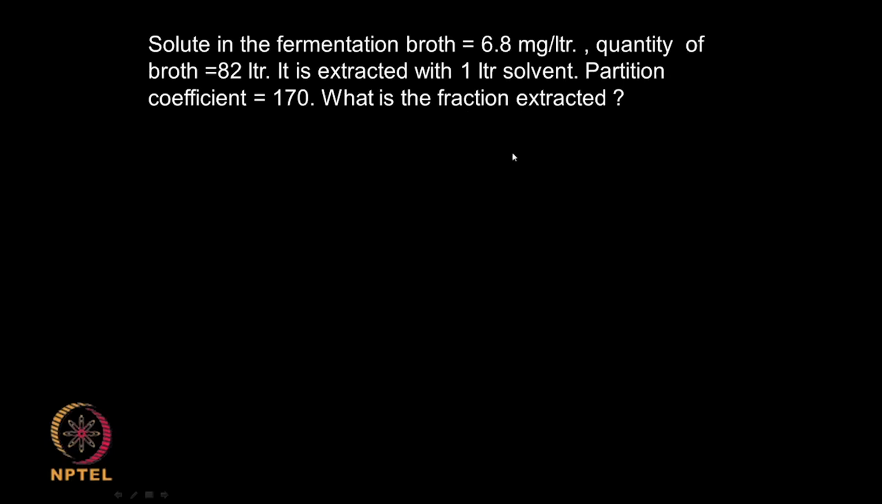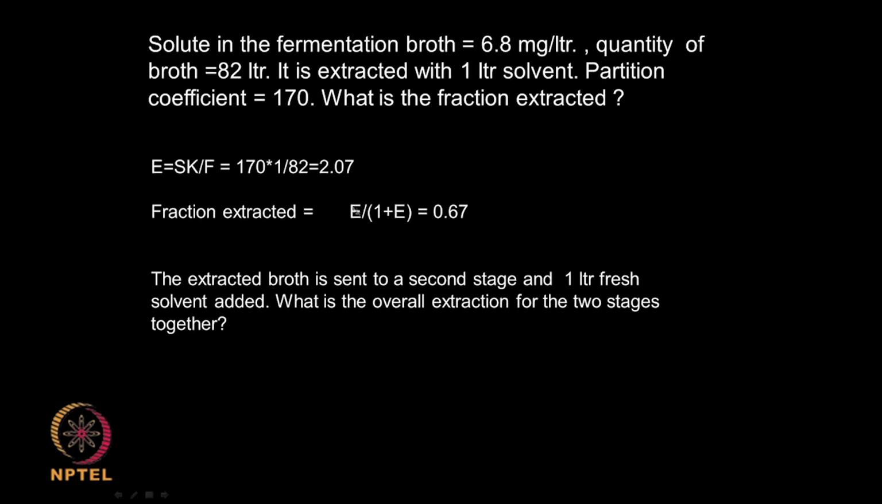So, what is the formula for fraction extracted? Just recall. The formula is E by 1 plus E, right. So, I need to calculate E, which is equal to Sk by F. S is given as 1 liter, K is given as 170, and my F is given as 82. So, I get E as 2.07. I have told you that E is generally greater than 1, then only you will get some extraction done. So, I put E divided by 1 plus E, that gives 0.67, that is 67% extracted.